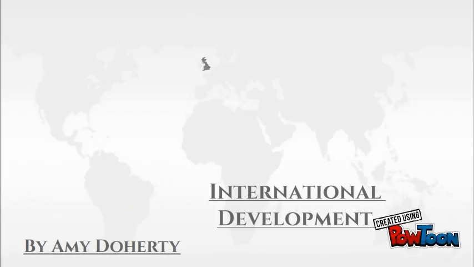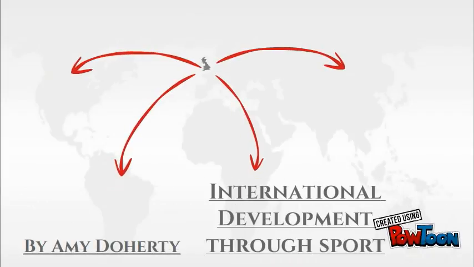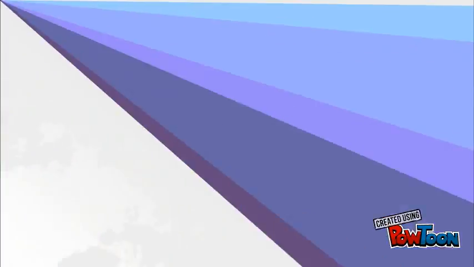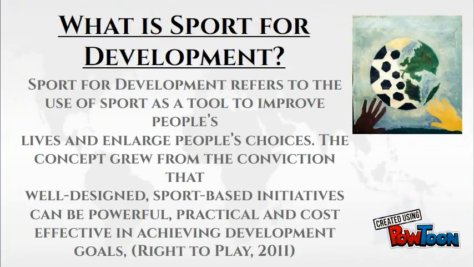This video will explain what aid and development are and the difference between them. It will also look at how sport can help with the development of countries in extreme poverty. Sport for development refers to the use of sport as a tool to improve people's lives and enlarge people's choices. The concept grew from the conviction that well-designed sports-based initiatives can be powerful, practical and cost-effective in achieving development goals.